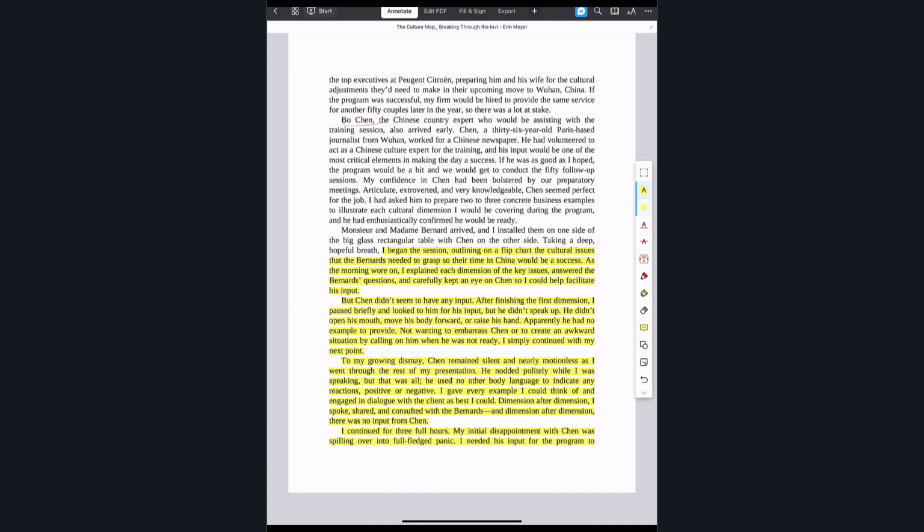But Chen did not seem to have any input. After finishing the first dimension, I paused briefly and looked to him for his input. But he did not speak up. He did not open his mouth, move his body forward, or raise his hand.